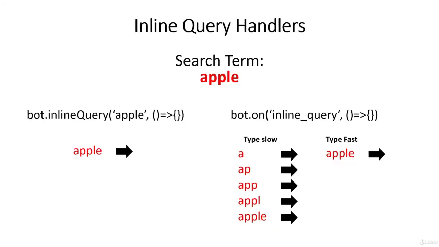About the two methods that I have just mentioned, I'll explain how they work. If we use the bot.inlineQuery method, then this method will be called when the search term matches exactly what the user has typed. If we use the bot.on method to listen to any inline query, and the user types the query, for example Apple, if the user types slowly, then every letter in the query will invoke the method. But if the user types fast enough, then it will invoke when the user stops typing. This is something you should know when using the inline query listener.